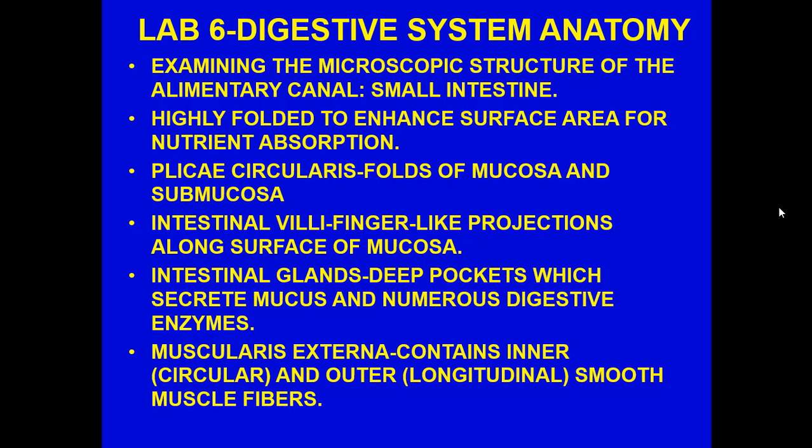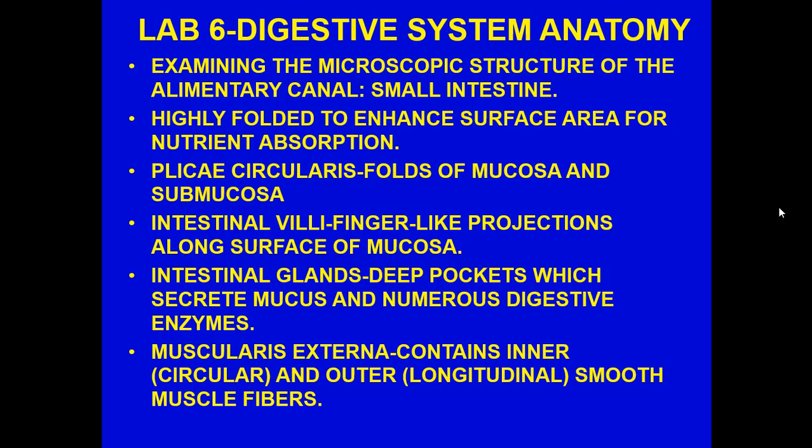Moving to the microscopic structure of the alimentary canal in the small intestine, we find that it is highly folded to enhance surface area for nutrient absorption. That's the key point I want to walk away with. The plicae circulares are folds of mucosa and submucosa. Then on top of those, they have further extensions of the surface area by the intestinal villi, which are finger-like projections along the surface of the mucosa.